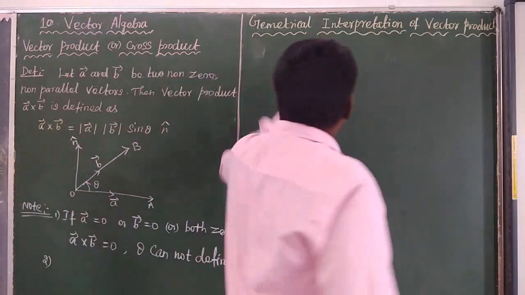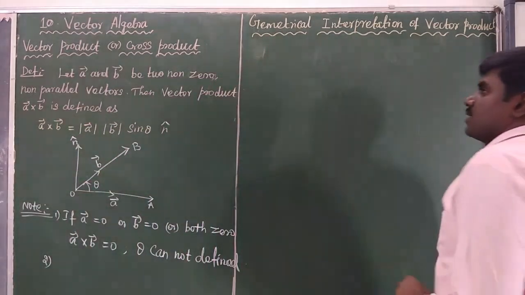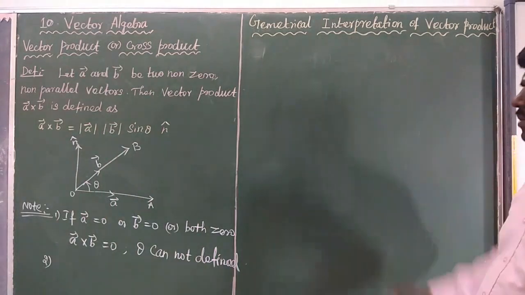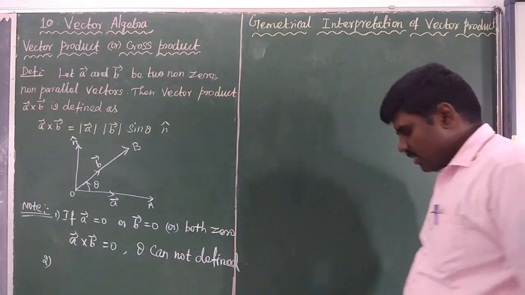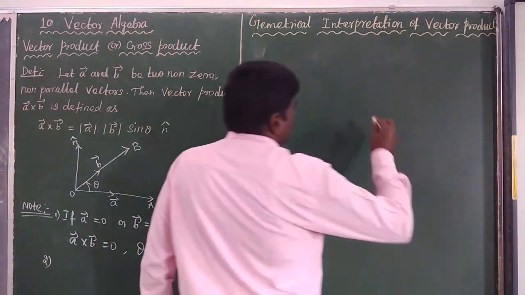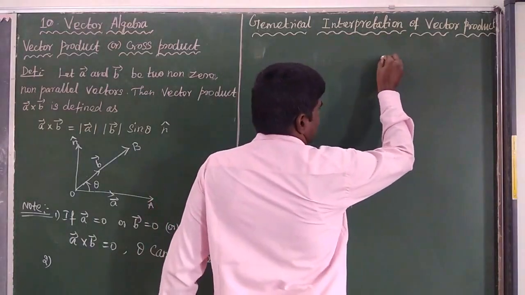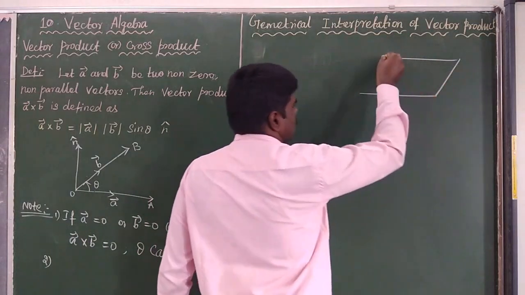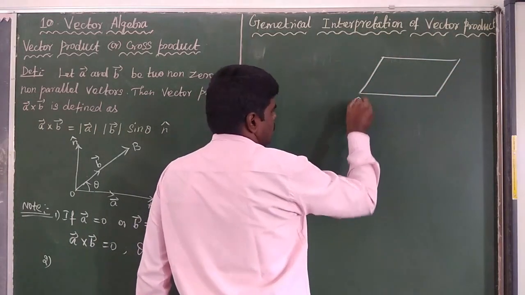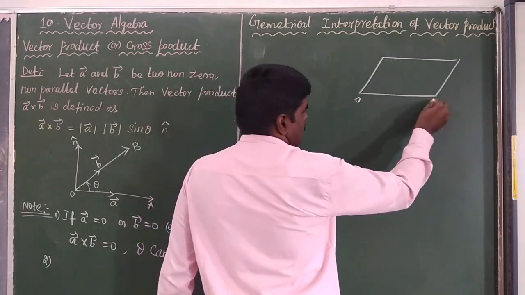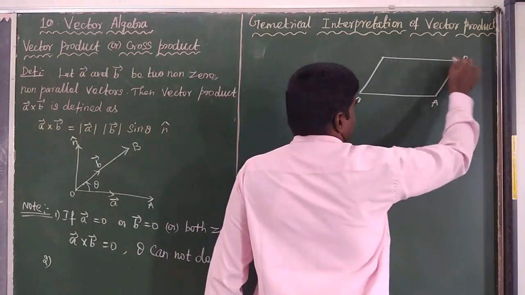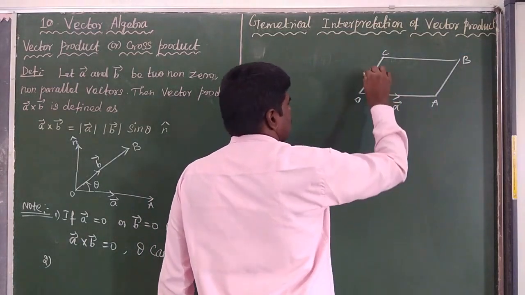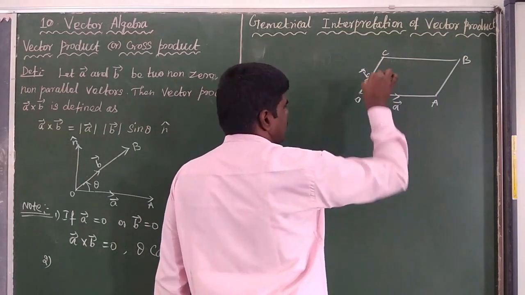Next, what is the geometrical meaning of the vector product, or cross product? Simple. We consider one parallelogram. Here is the origin point O, and the points A, B and C. Here I will choose one vector equal to A vector, and the other vector equal to B vector.